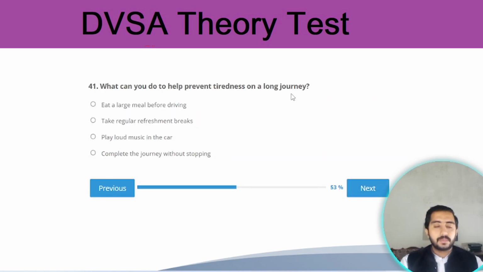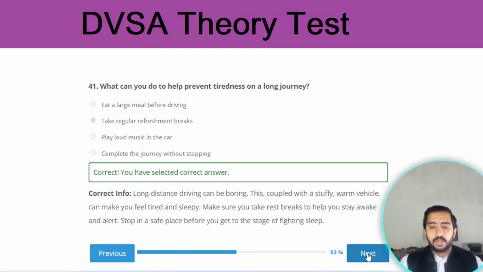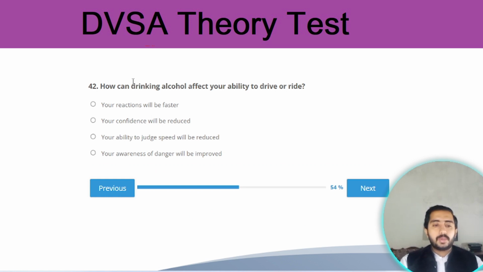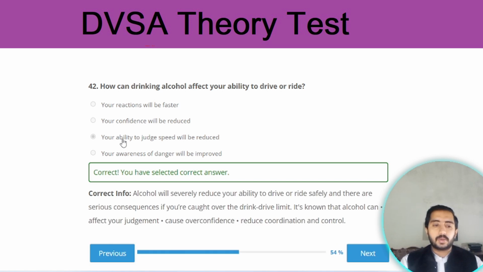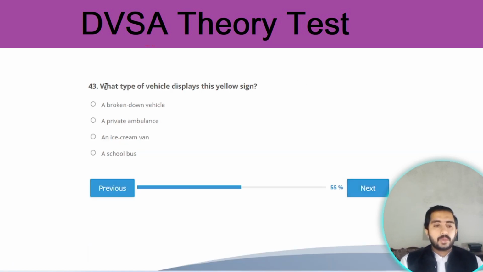Next question. Question number 41. What can you do to help prevent tiredness on a long journey? The correct option is take regular refreshment breaks. Option B is the correct option. Next one. How can drinking alcohol affect your ability to drive or to ride? The correct option is your ability to judge speed will be reduced. Option C is the correct one. Next question. Question 43. What type of vehicle displays these yellow signs? It means a school bus. Option D is the correct one.